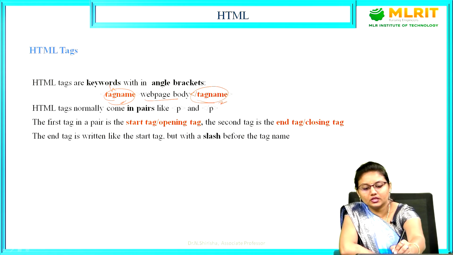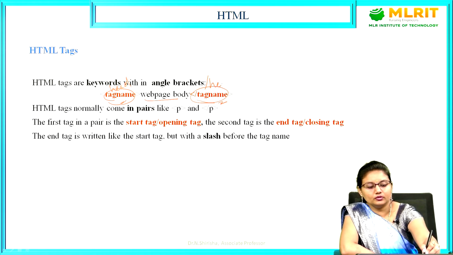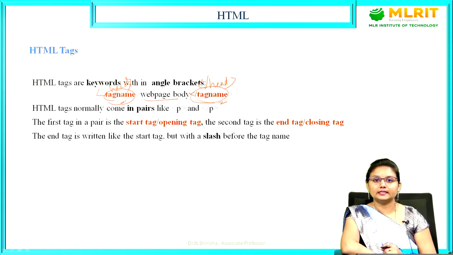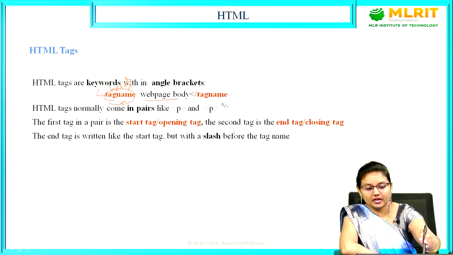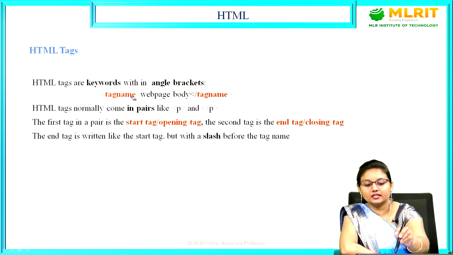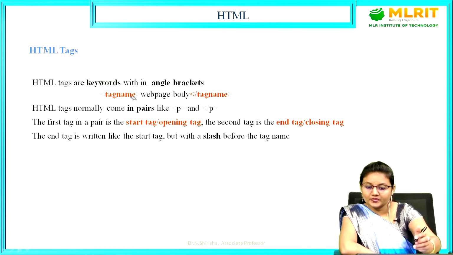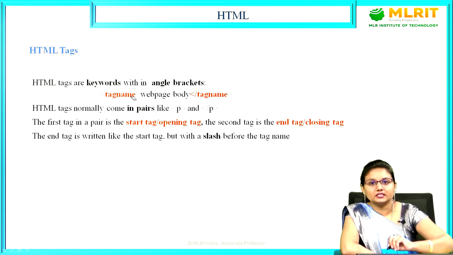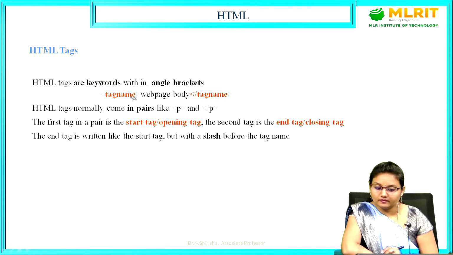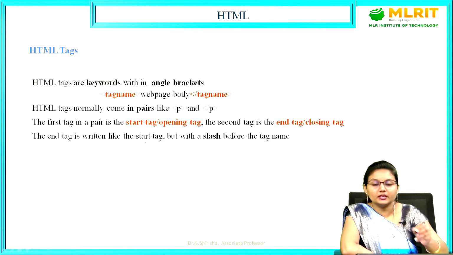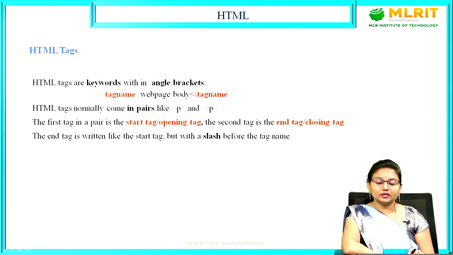So suppose you are using head here. Then for the closing tag you have to use the head tag here, like this. Every starting tag will have its own ending tag, written in between the angular brackets. When you write in between the angular brackets, that means it is a tag. That's why HTML is defined as a markup language. The first tag in a page is the start or opening tag, and the second tag will be the ending or closing tag. The ending tag is just like the starting tag, but we use a slash there to differentiate it from the starting tag. Therefore, we identify it as an ending tag if there is a slash before it.